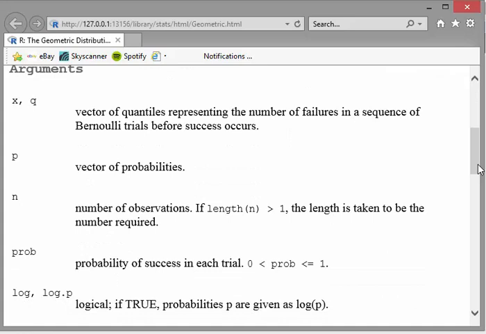It doesn't really matter. When you read the help file, it explicitly says vector of quantiles representing the number of failures in a sequence of Bernoulli trials before success occurs, and the probability vectors. So it is crystal clear when you read it in the help file. But this was something that was not familiar to me, and it drove me nuts for ages. I thought I was going crazy. So we'll leave it there.